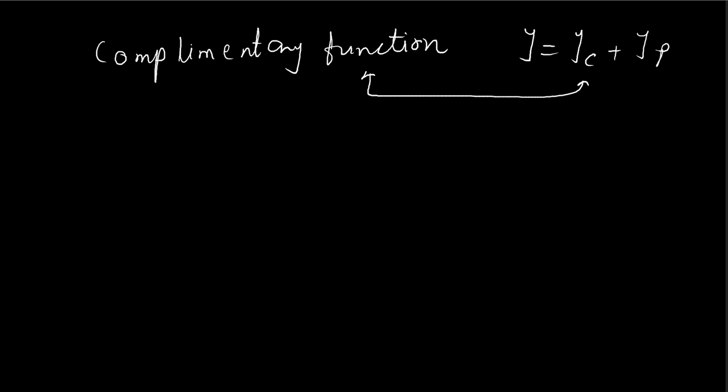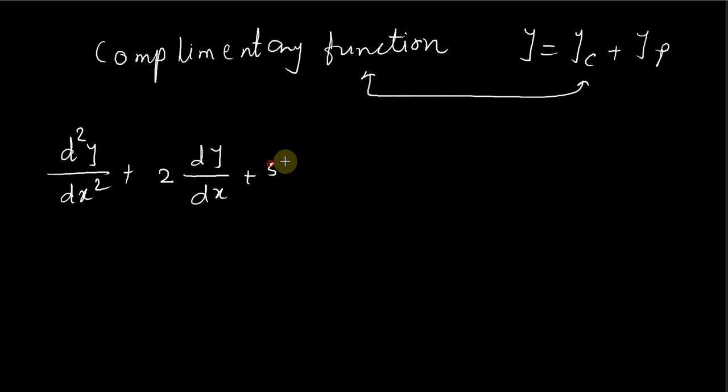Let the given differential equation be d square y by dx square plus 2 dy by dx plus 5y is equal to 0. While finding the complementary function, we are keeping the right hand side of the equation as 0, because by keeping the right hand side 0, whatever solution we get, we call it a complementary function.